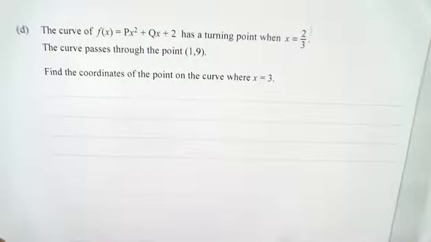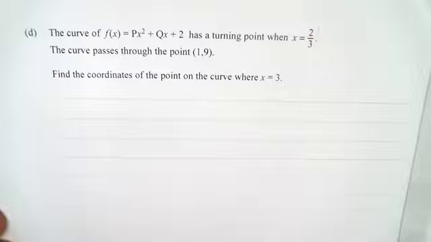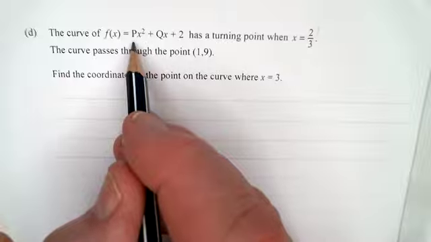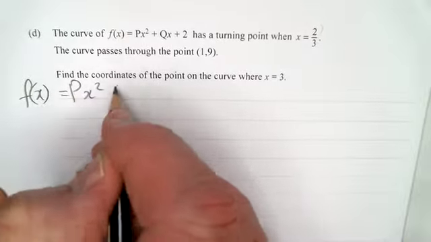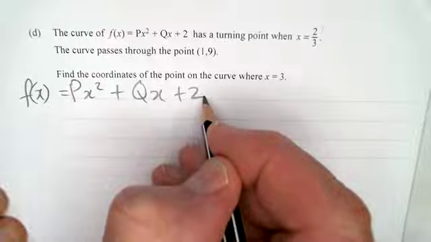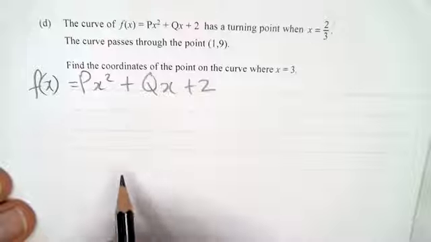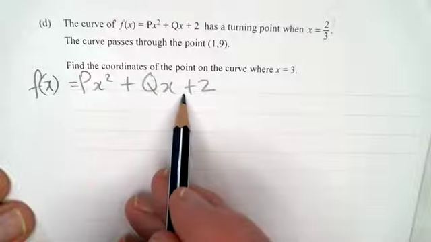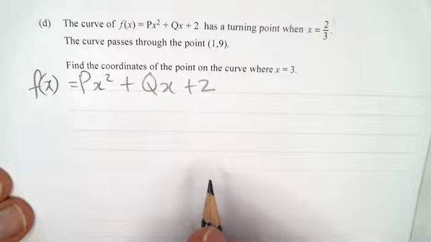And the first one, of course, is we know that the turning point is at x equals 2/3. So let's go ahead and do what we can there. So f of x is equal to px squared plus qx plus 2. If we differentiate that, we're going to be able to use this turning point, because that's the x value of the turning point. In other words, when the gradient function is 0, x is going to equal that. So that's what we're after here.